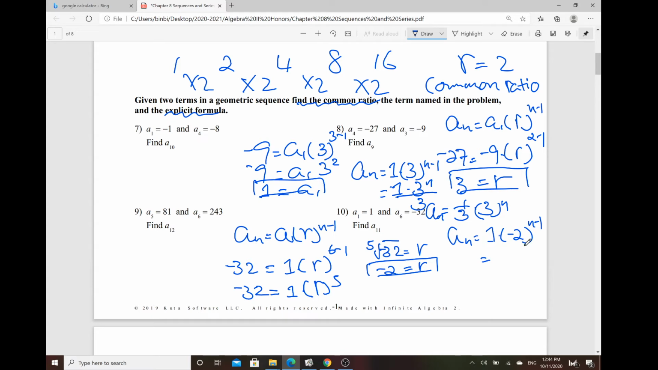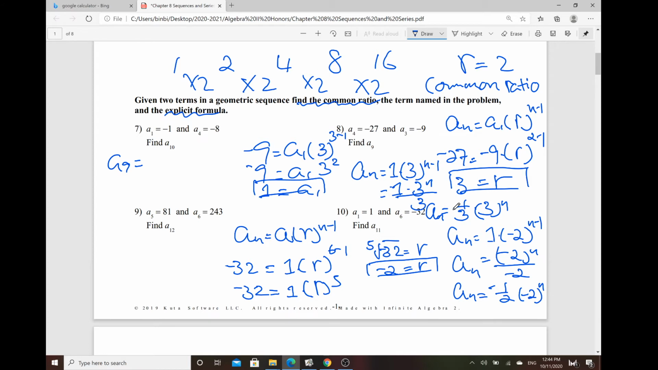This one can be written, without the negative exponent, as negative 2 to the power of n over negative 2. Another way you can do that is negative 1/2 times negative 2 to the power of n. And don't forget, we need to find a sub 9. For the previous one, we didn't find a sub 9. So a sub 9, let's do it right here.